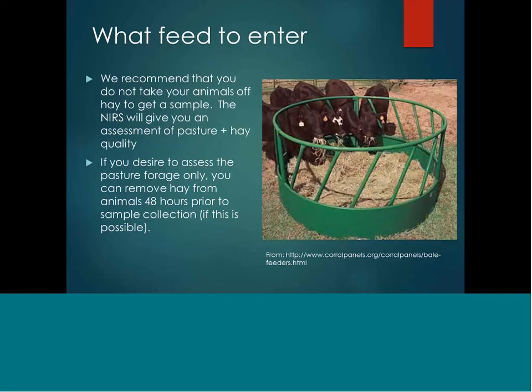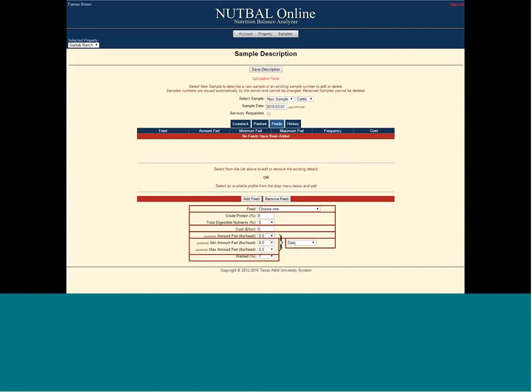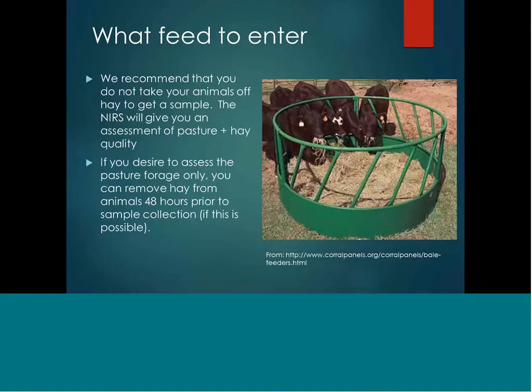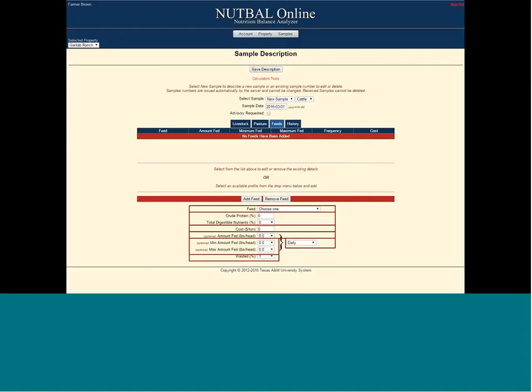Okay, so this is kind of what the feeds tab or feeds page looks like. You'll see we've got a couple of different drop-down boxes here. Underneath the feed, you're going to select the feed type, whether you're feeding cubes or you've got a protein tub or cake or distillers grain, anything like that. There's a pretty significant amount of feeds available for you to choose. Below that, we've got the crude protein percentage. So if you know the protein percentage that's in the supplemental feed that you're providing, you can enter that information here, as well as the TDN, the total digestible nutrients.